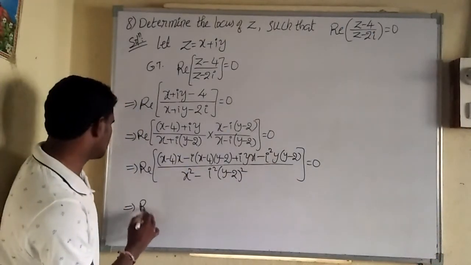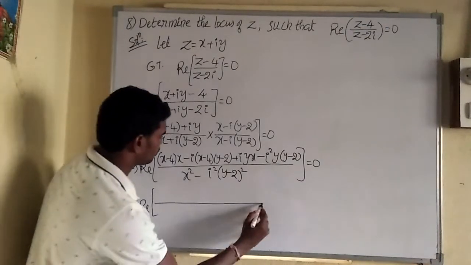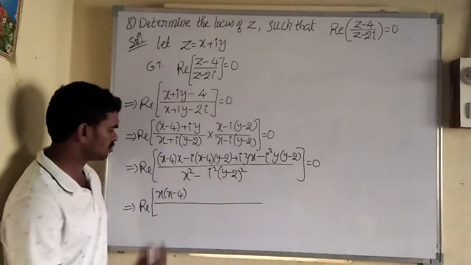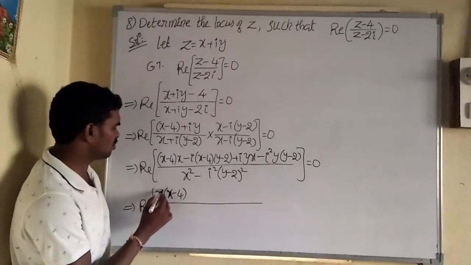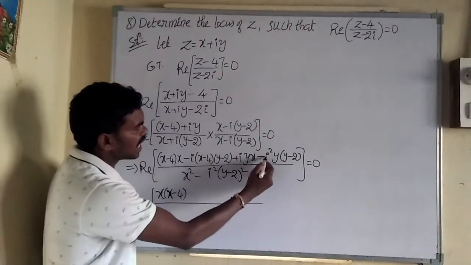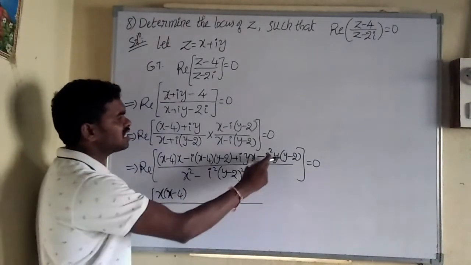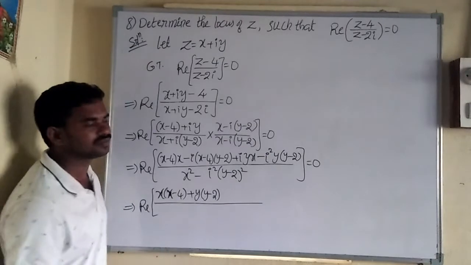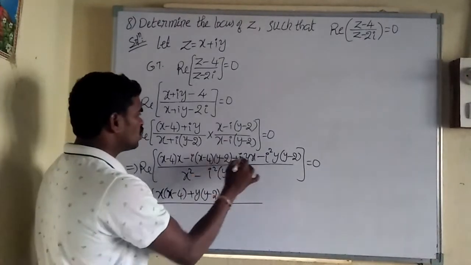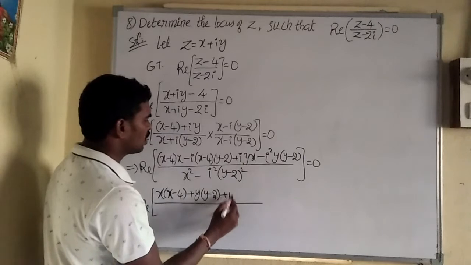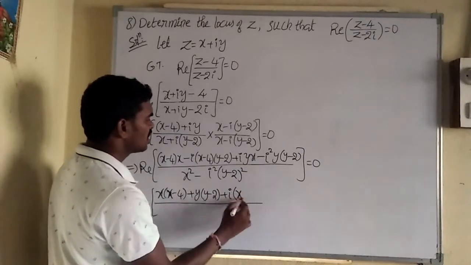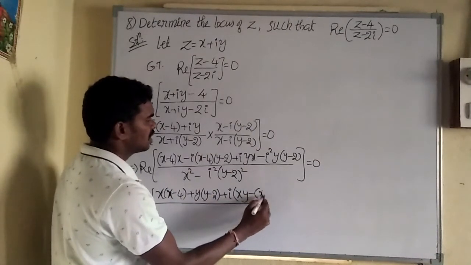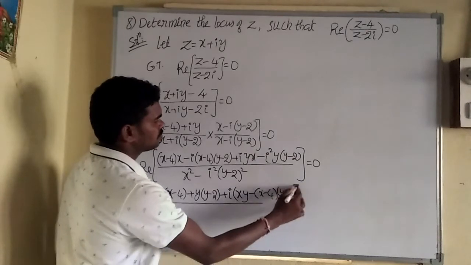Then implies real part of, what is this? x into x minus 4. Next, see here, I square value is minus 1. So minus 1 into minus is plus, then y into y minus 2. Then from these two you can take out I common, the remaining term is here xy. Here the I coefficient is minus x minus 4 into y minus 2.